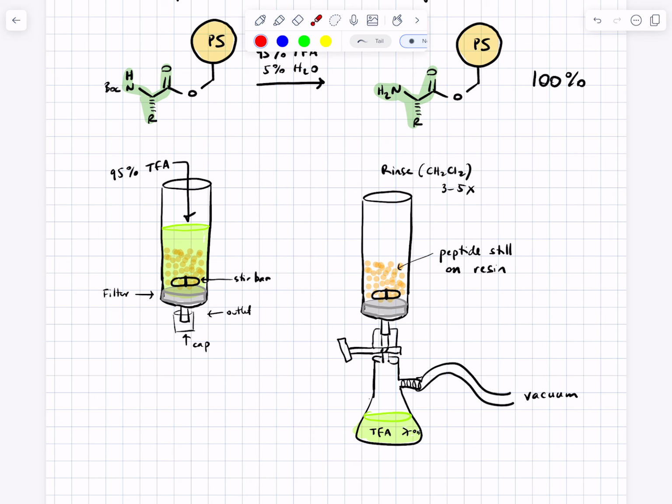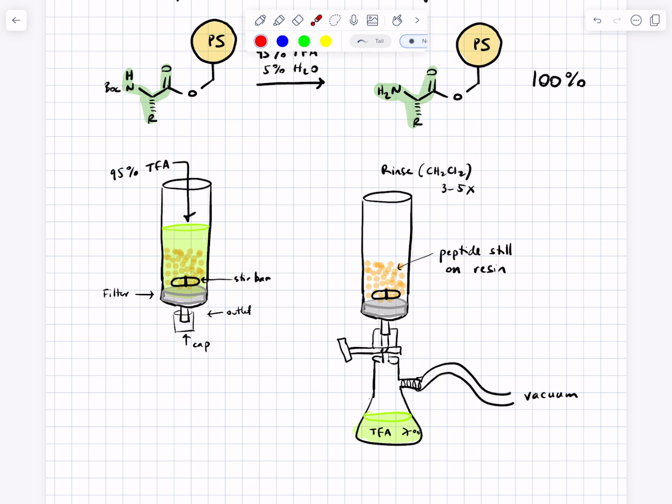You do this using this sort of experimental setup. Please don't memorize that or even draw it. It's just an idea of how we do this in the lab. Here's the solution of TFA and water. Here are your resin beads. There's a little stir bar, and there's a filter at the bottom that you can use when the reaction's done. Of course, when the reaction's done, what you want is on the bead. So you can simply drain everything else and isolate the bead and carry that on to the next step.